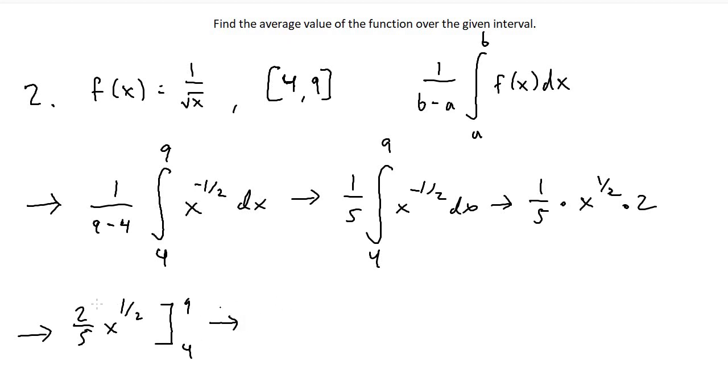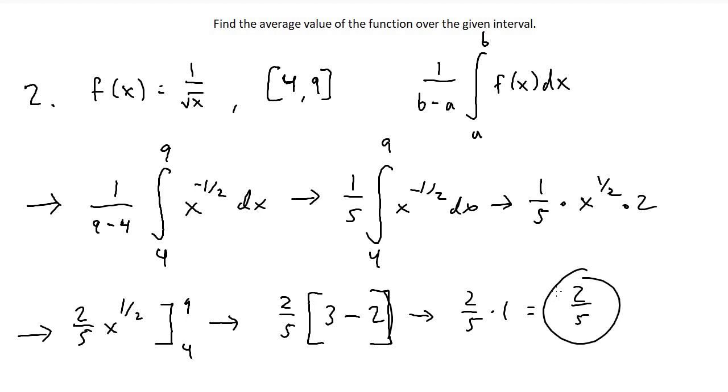I'll keep the 2/5 outside of the bracket. Then I can just simplify x to the 1/2 and plug in 9 and 4. So when I plug in 9, I get 9 to the 1/2 power, or the square root of 9, which is 3, minus when I plug in 4, 4 to the 1/2, or the square root of 4, is 2. So then we get 2/5 times 1, and so our average value is 2/5.